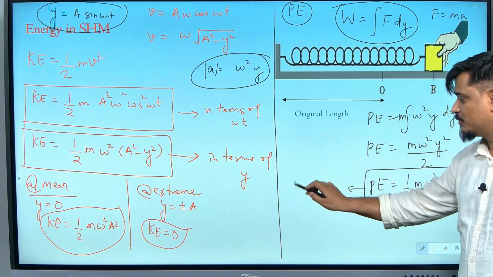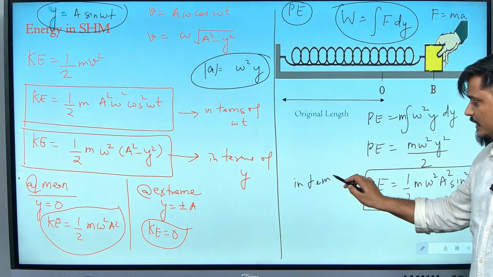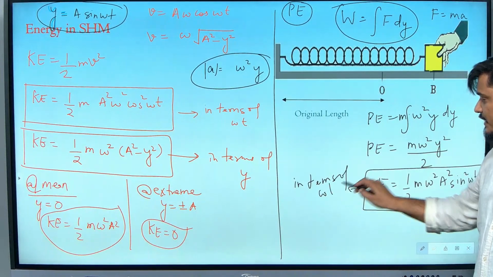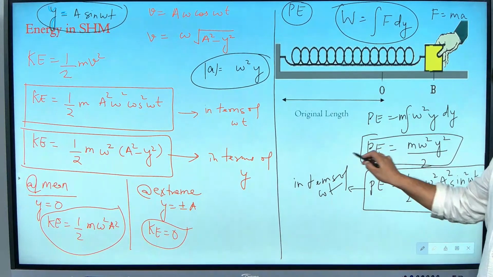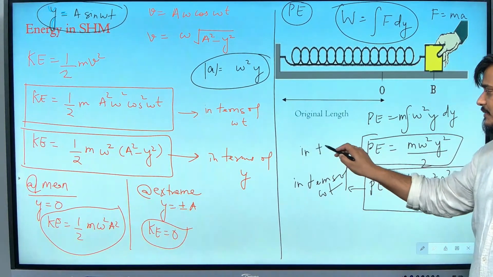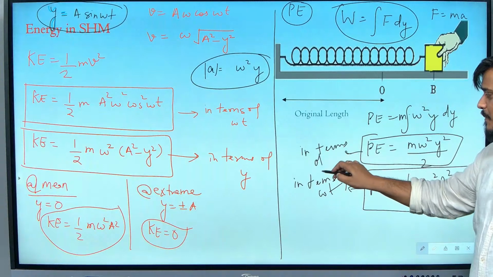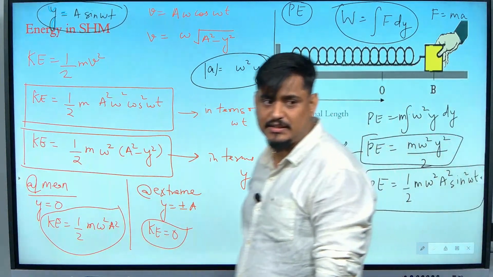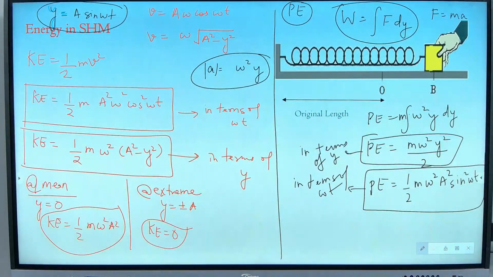Yes, it is in terms of omega t. In terms of omega t. This is the equation of potential energy in terms of y. Are you understanding this? Half m omega square y square in terms of y, and half m omega square A square sine square omega t in terms of omega t.